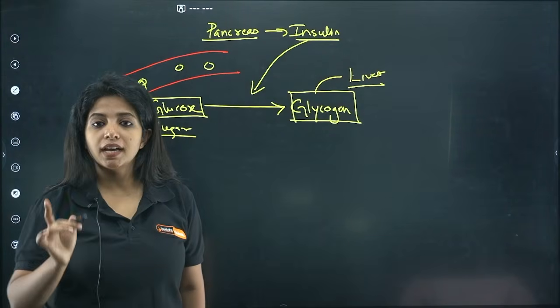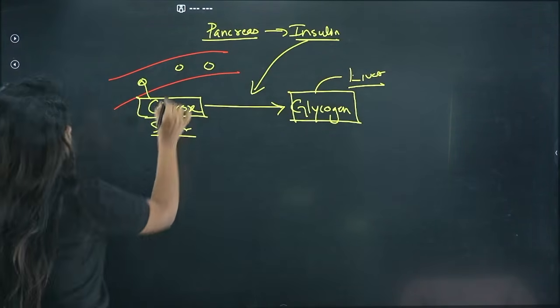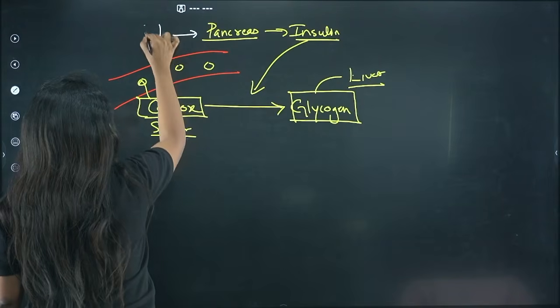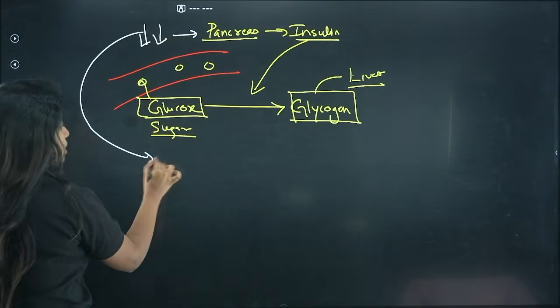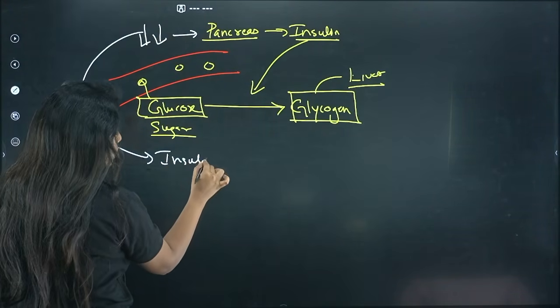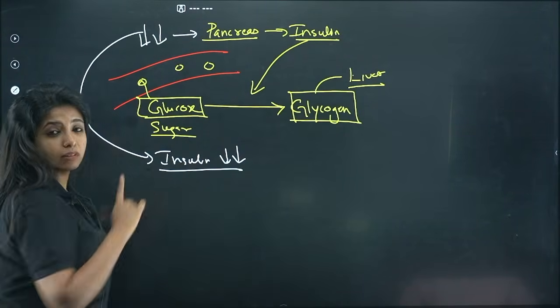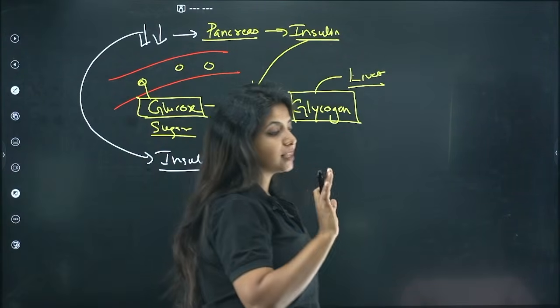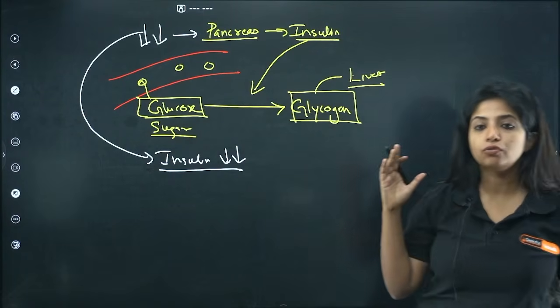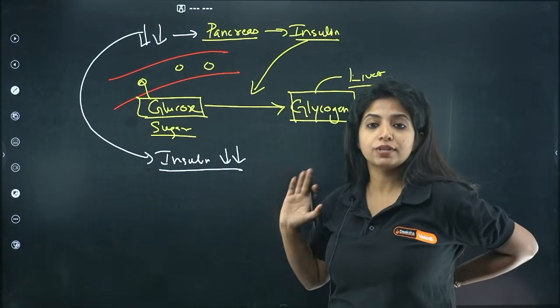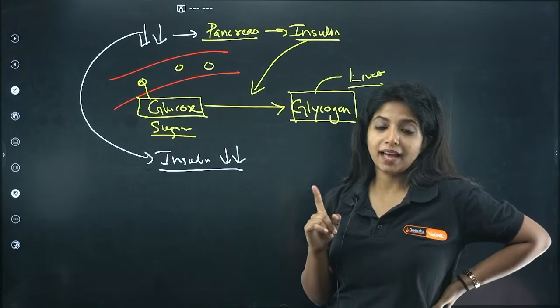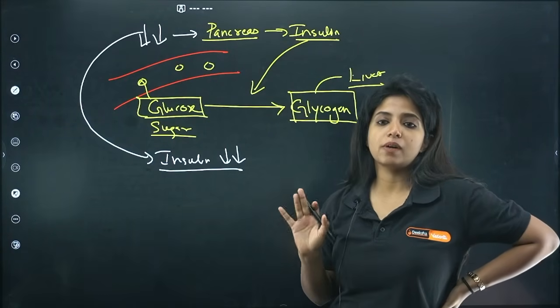Now suppose in some people, the pancreas is not working really well, which is why there is no production of insulin happening. Insulin production is also very less. So what can be done to make sure that the conversion of blood sugar, glucose, into glycogen is happening? You can only do one thing, and that is to give insulin from an outside source.